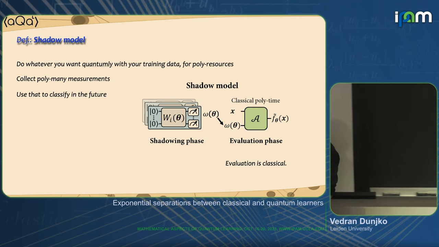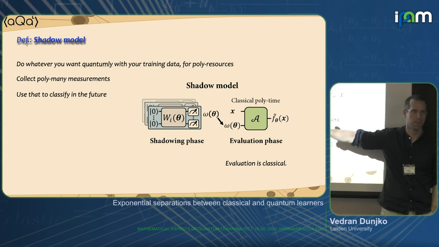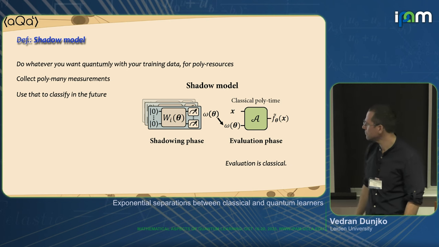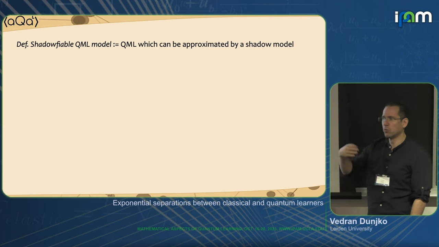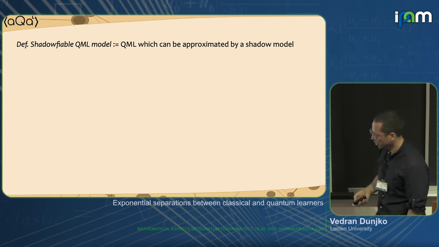Because this is sort of a shadowing phase and then a deployment phase. And this is classical, this is quantum. I don't think there's anything missing in this picture. You cannot put more stuff. We didn't limit anything. This is everything there is, OK? I'm going to say the model is shadowfiable if there exists a shadow model which is effectively the same thing, which I can approximate by a shadow model.